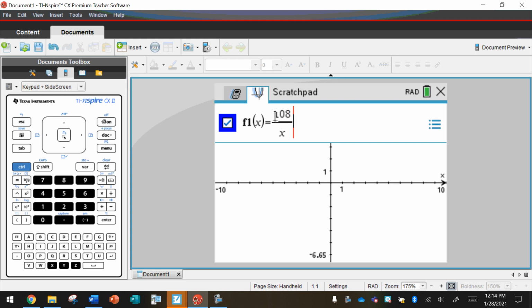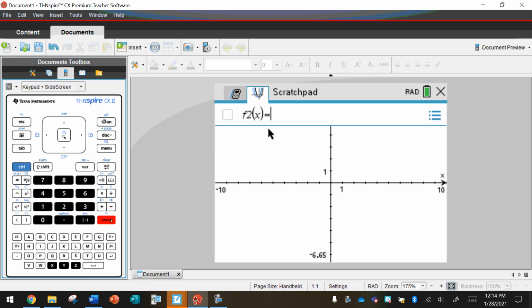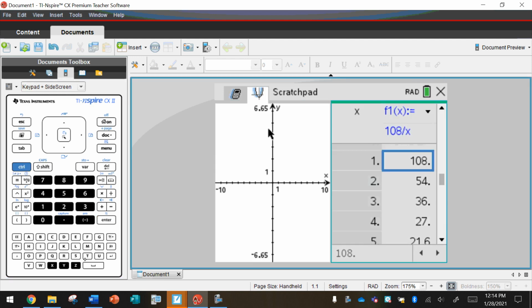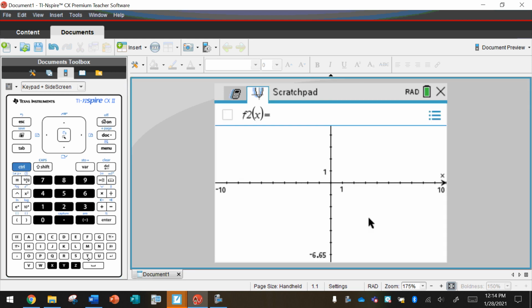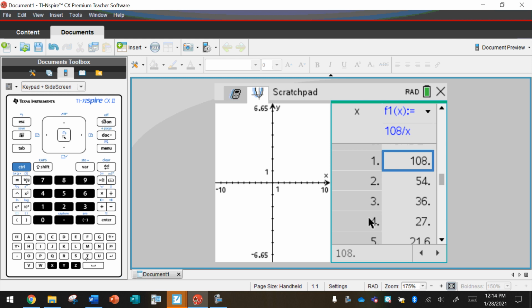But once you have your number that's under the radical divided by x, you'll hit enter, and it doesn't matter if there's a picture there or not. Then we'll hit Control T and look for a table of values. Control T on your calculator brings up the table of values. Control T will make the table go away so you don't see it anymore. Control T brings the table back.